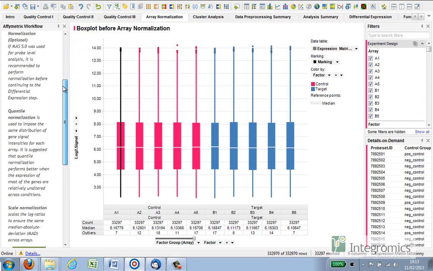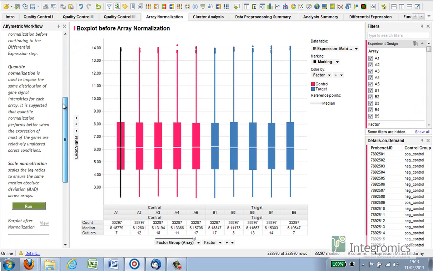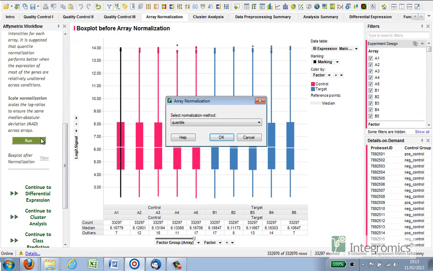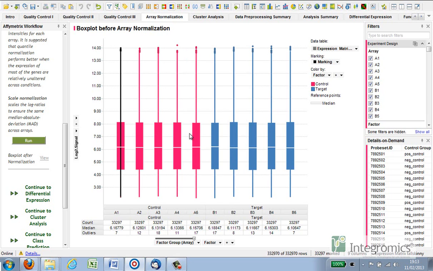IBD employs a within-array normalization strategy where arrays are normalized independently and expression value intensities are made consistent within each array. For Affymetrix, the user has the option to perform quantile or scale normalization. For normalization strategies for other platforms, please refer to pages 146 to 174 in our manual. Once the arrays have been normalized, we can perform a differential expression analysis on our groups.